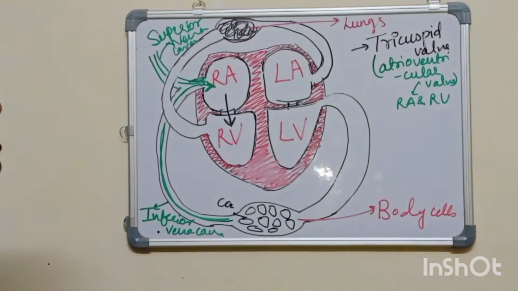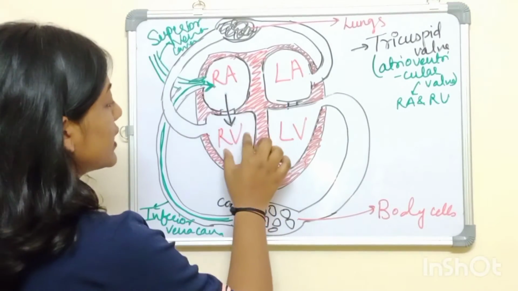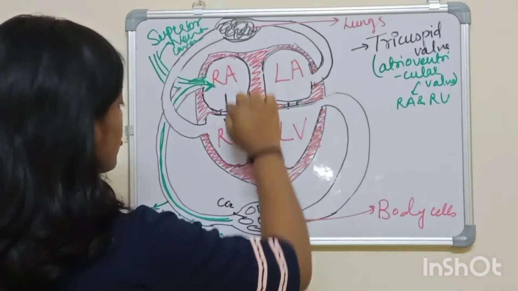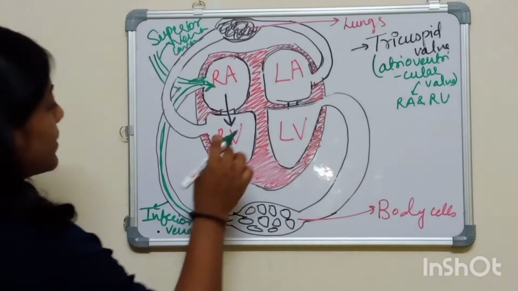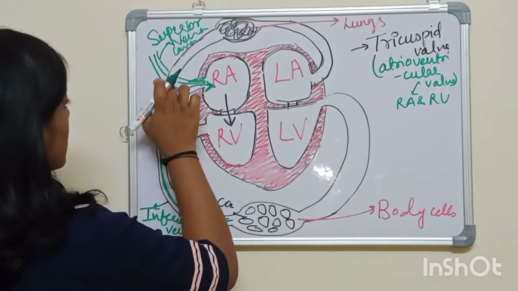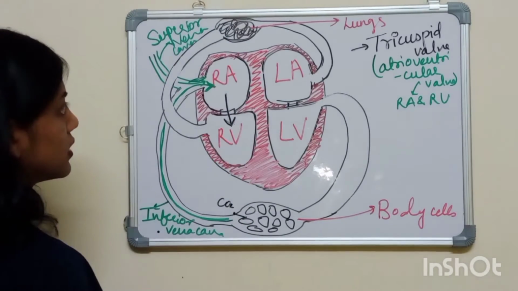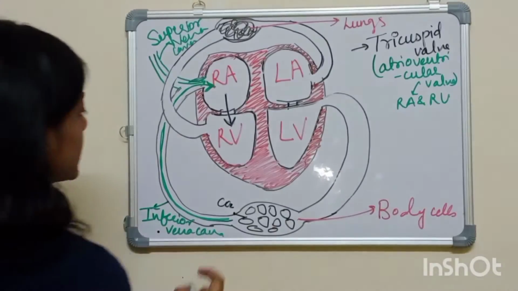Okay, so when the valve is closed, the blood cannot flow into the right ventricle. When the valve opens, the blood flows into the right ventricle. Okay, now this blood from the right ventricle goes to the lungs for oxygenation. What do lungs do? It helps in the oxygenation of the blood, right?